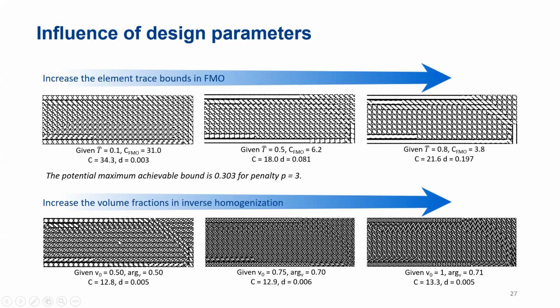From left to right for the bottom figures, we increase the volume fraction V0. The generated volume fraction remains around 0.7 when V0 takes value of 0.75 and 1. And the tensor distances are all around 0.006, which tells that V0 doesn't much influence the matching degree of elastic tensors.